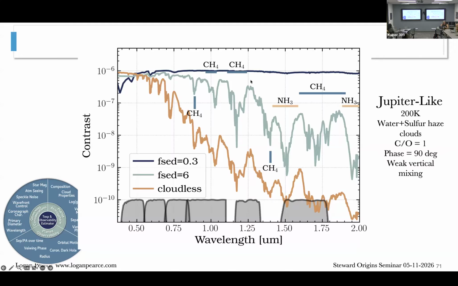And we can see that if you have big, thick, fluffy clouds, it's nice and bright, especially out here at J and H band, which is these filters. But you wash out the spectral features. And so it might be easier to detect, but harder to characterize.